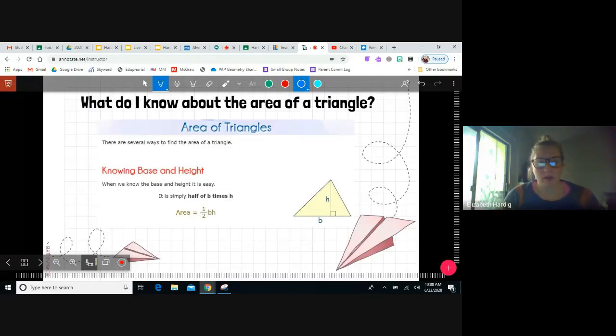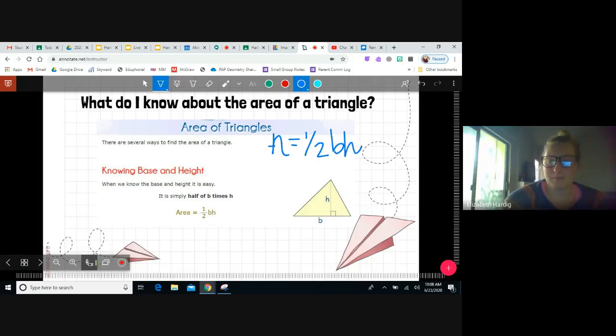So what do we know about triangles? There are a couple different ways to find the area of our triangle. We're always going to use our formula, which is 1/2 length of the base times the height. Taking half of something is the same as dividing by 2. So I could also say area is equal to base times height divided by 2.